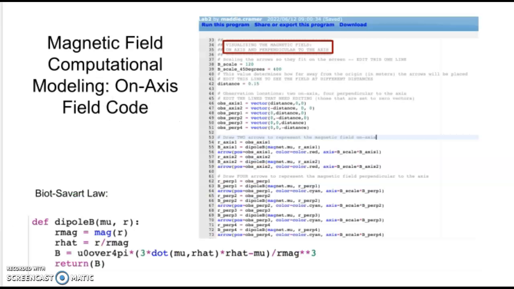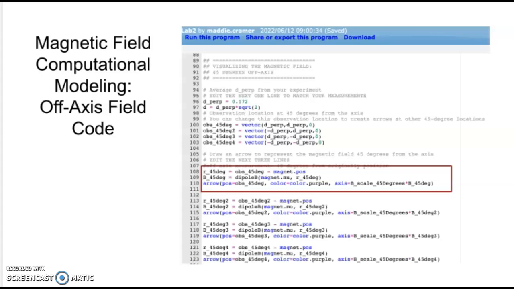Okay, so moving on to our computational models, this is the code for the on-axis magnetic field. I really wanted to highlight that this is how we coded the Biot-Savart law. Again, you have your constant mu naught over 4 pi, and then our related u and r variables. And then this is the code for the off-axis magnetic field. Again, this was at the 45-degree angle, which was important.